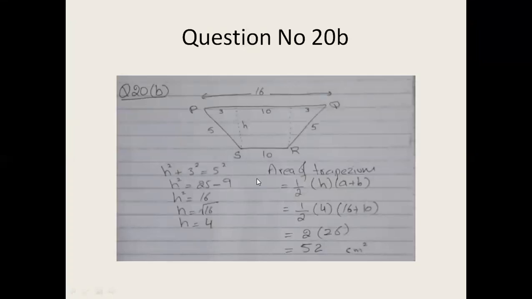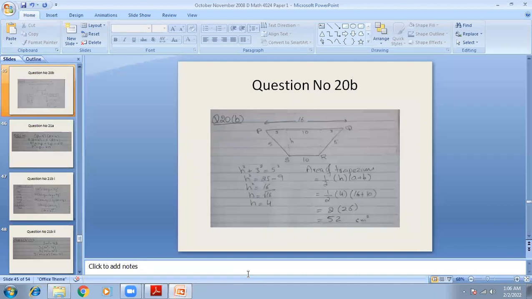So now I can easily find the area of the trapezium. Area of the trapezium is 1 by 2 into height into sum of parallel sides. So 1 by 2 into 4 into 16 plus 10. So that will be 2 into 26, and that will be 52. So the area of the trapezium will be 52, hopefully. You understand? So that's question number 20, B part.